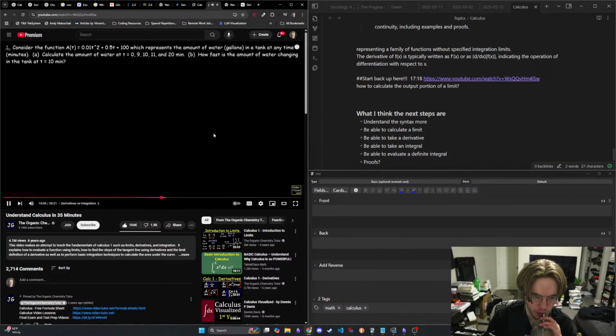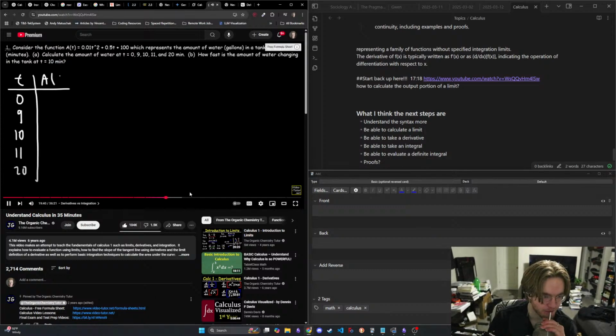Let's consider this problem. We have a function, A of t, which is 0.01t squared plus 0.5t plus 100. This function represents the amount of water in gallons inside a tank at any time t, and t is in minutes. What we need to do is calculate the amount of water at the following times: when t is 0, 9, 10, 11, and 20. Go ahead and do that when you get a chance. Feel free to pause the video.